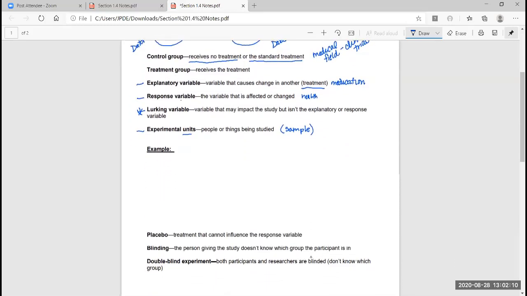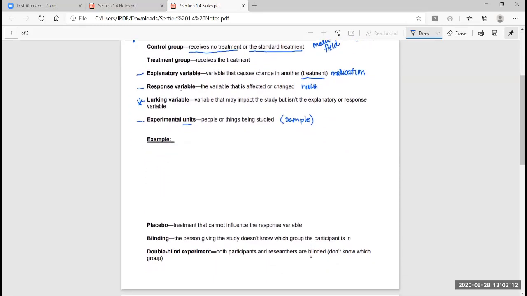Okay, so now we're going to do an example, and I'm going to do one that we can all relate to since we're all going to school right now. I'm going to study the effects of tutoring.